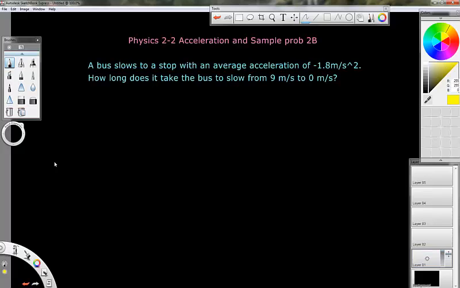All right, here's a physics acceleration or deceleration problem. Let's look at the formula for acceleration. That would seem like a place to start. So acceleration is equal to the change in velocity over the change in time.